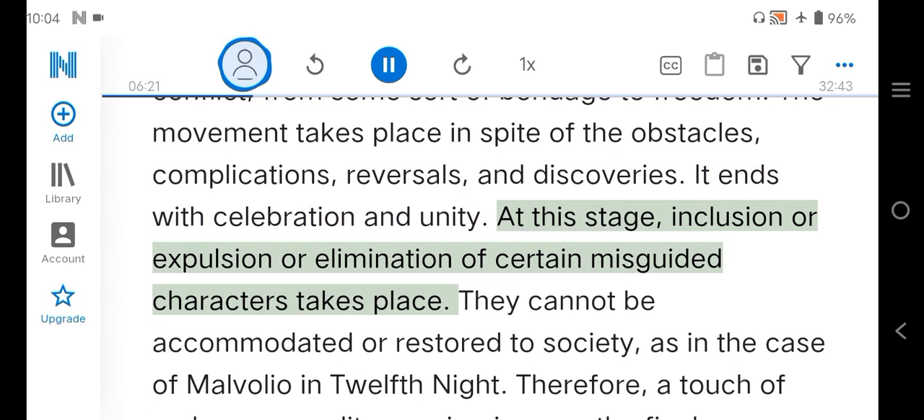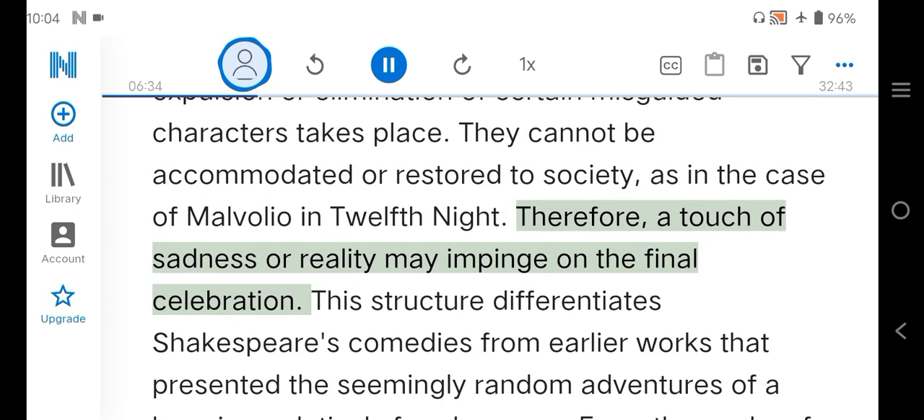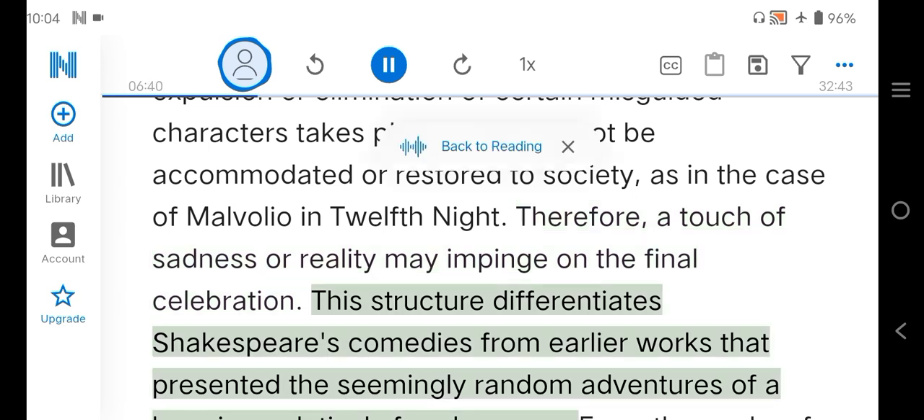At this stage, inclusion or expulsion or elimination of certain misguided characters takes place. They cannot be accommodated or restored to society, as in the case of Malvolio in Twelfth Night. Therefore, a touch of sadness or reality may impinge on the final celebration.